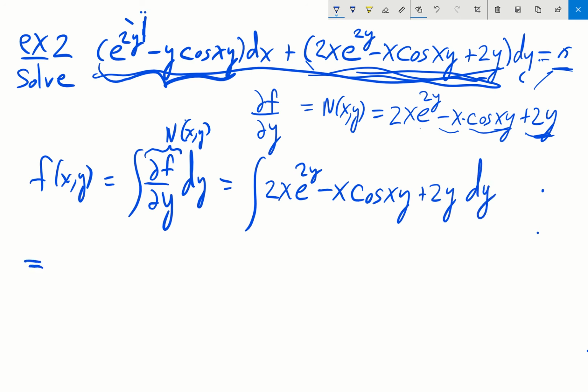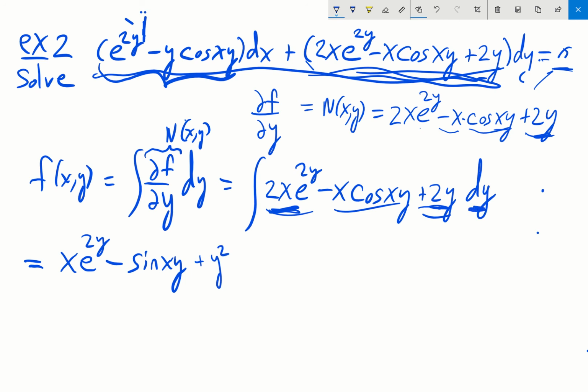Okay. So I'm going to be a little bit brief with some of this work. But again, you're going to want to take the antiderivative of all of these functions with respect to y. The antiderivative of 2x e to the 2y, that would give us x e to the 2y. You would want to do a u sub with letting u be 2y, and that's what you would get. The antiderivative of negative x cosine xy with respect to y, that's going to end up being a negative sine of xy. And then the antiderivative of 2y would be y squared.